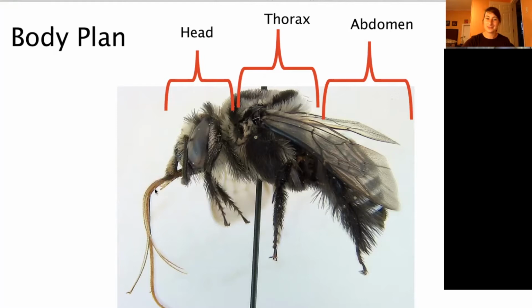Oh, and just by the way, this is the tongue of this bee. This is Melitoma terrea, and they just have really long tongues. So that's what you're looking at right here.